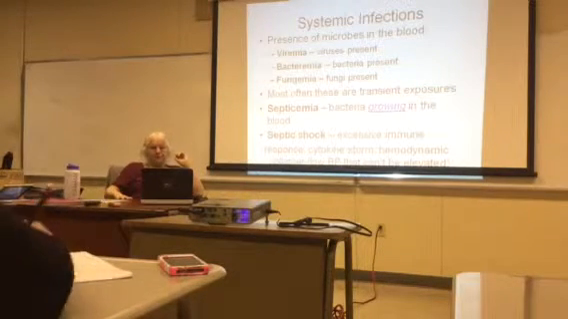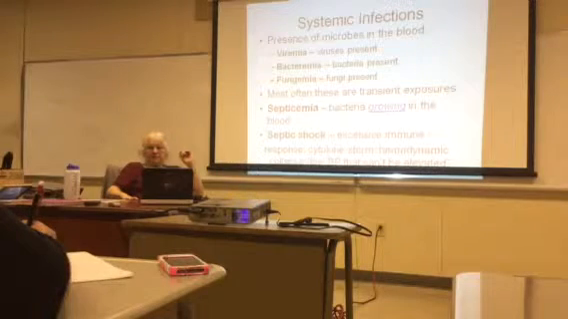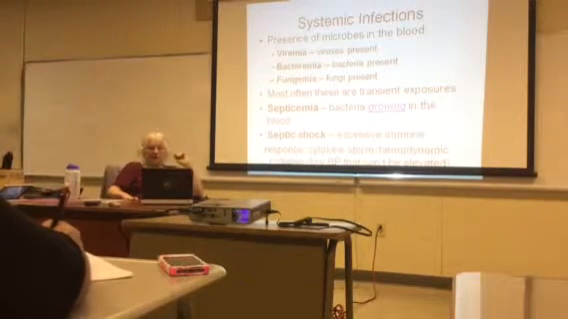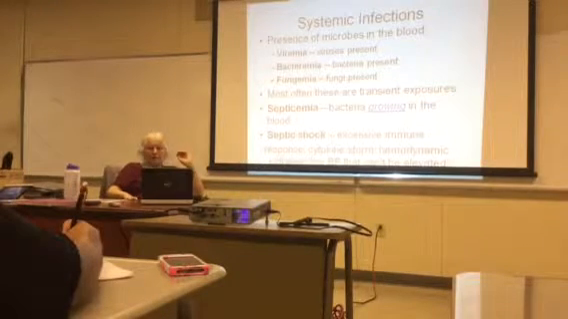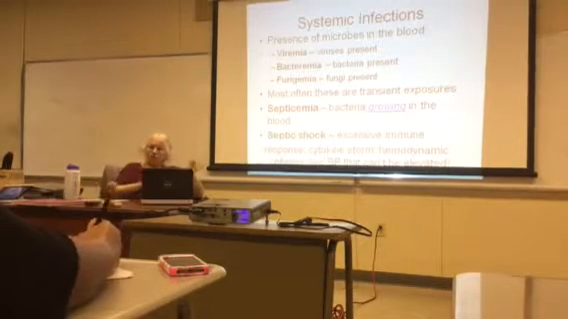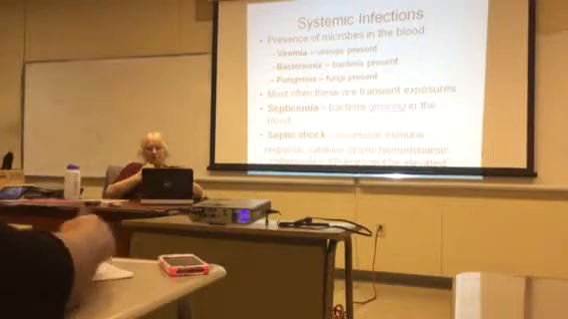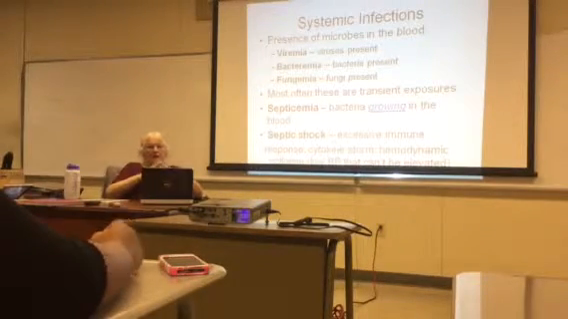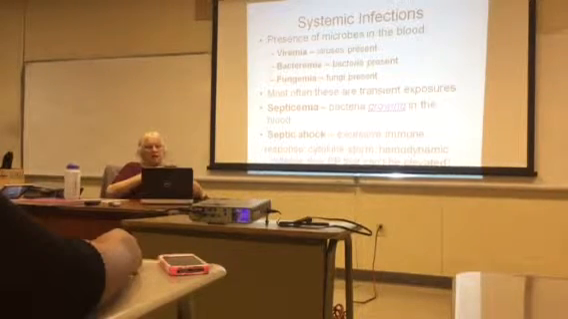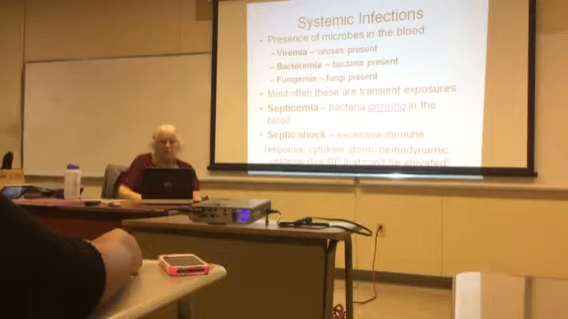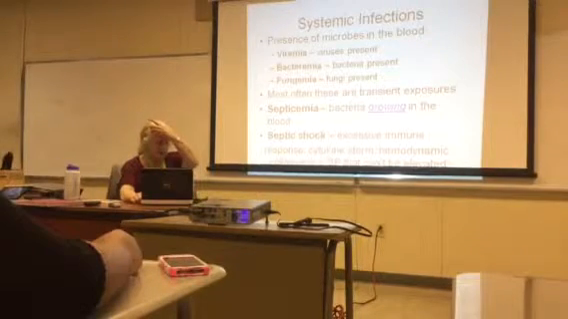Just a little recap here. Presence of microbes in the blood. If it's a virus, I call it viremia. The bacteria, bacteremia, and those are just transient. They're just going through. Fungus is fungemia. Septicemia, though, is where you actually have the bacteria growing and multiplying in the blood. And then the septic shock is an excessive immune response, and you get that cytokine storm and hemodynamic collapse. You're going to get low blood pressure that can't be elevated.